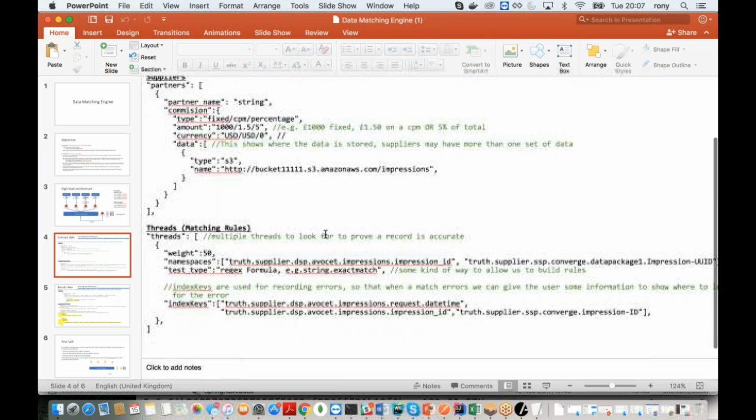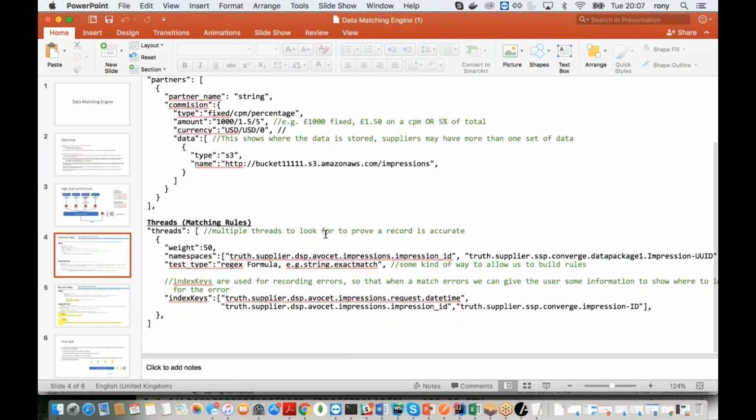Matching rules are about how they form some kind of threads. I think it will be clearer later. I'm just talking about the first time, so don't get bogged down. But it's very interesting.